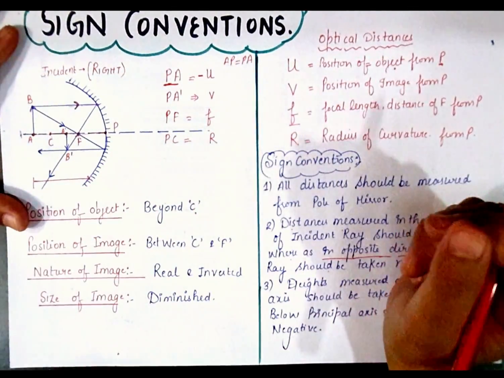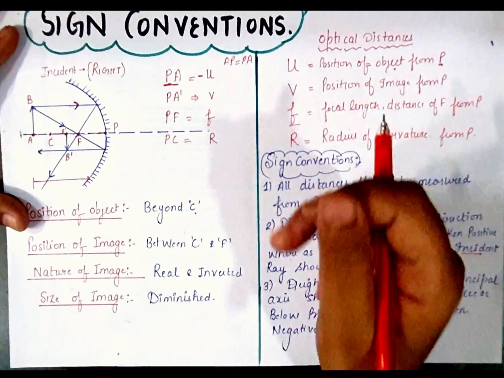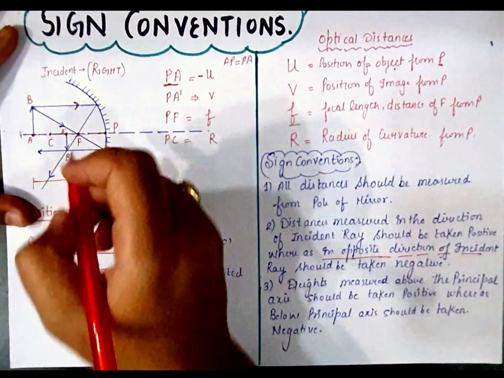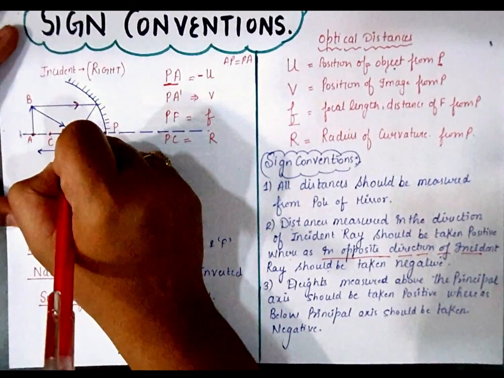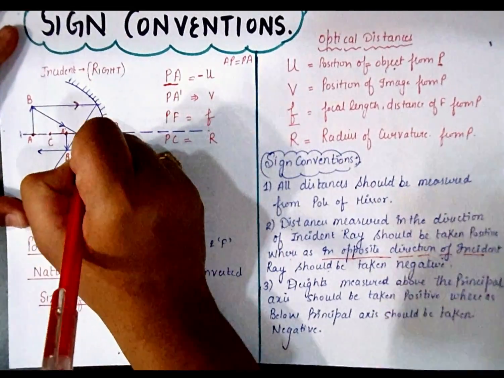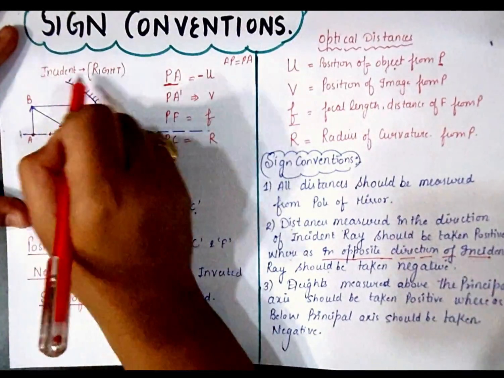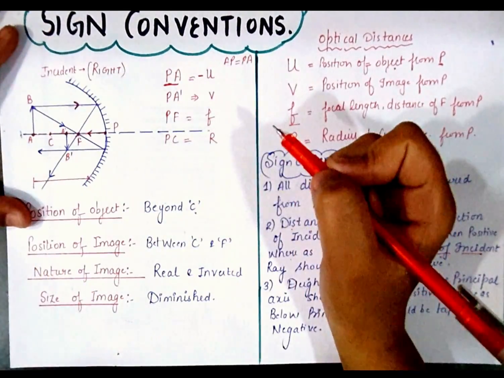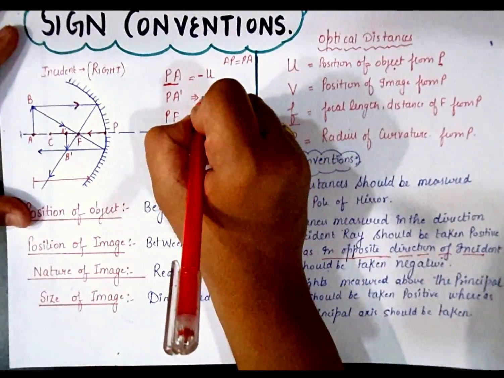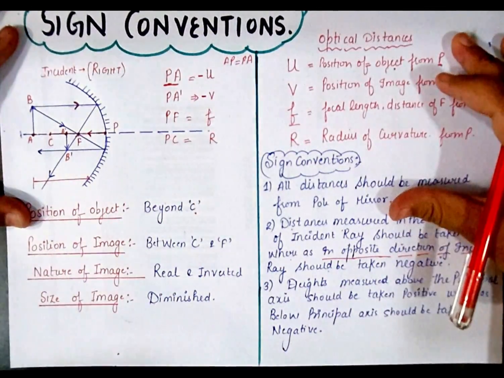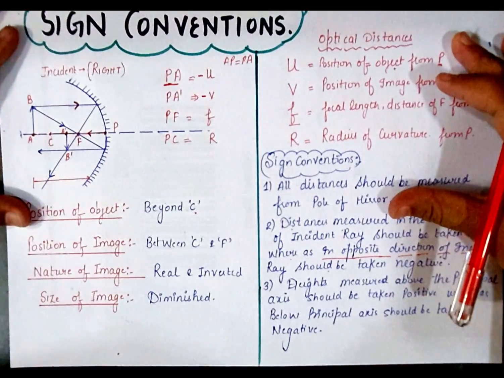Similarly, let's apply the sign convention to another distance, that is PA dash. So as you can see, again the distance is on the left side and the direction of the incident ray is the same, that is on the right side. So opposite directions. So again, according to my sign convention, the sign for PA dash will be negative V.